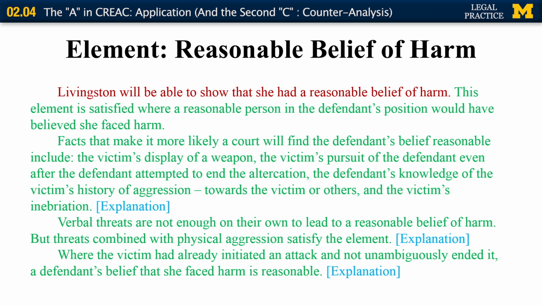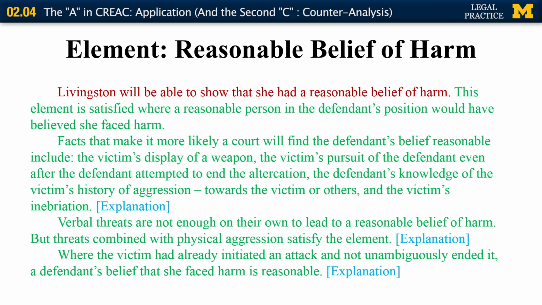So remember, we have to imagine now that I've written out the rest of the CREAC analysis. I started with a statement of the conclusion that Livingston will be able to show that she had a reasonable belief of harm. And then let's assume that I've already drafted not only the rules, but that I've actually explained the rules. For brevity's sake, I'm not going to go through that here, so we'll pretend that there's an explanation for each of these rules. Now I'm ready to go on to the application of this element.